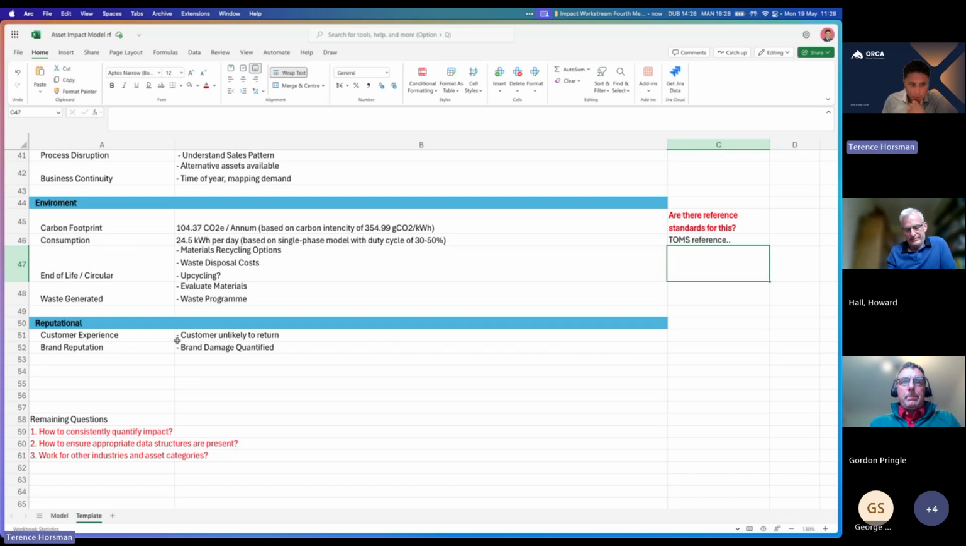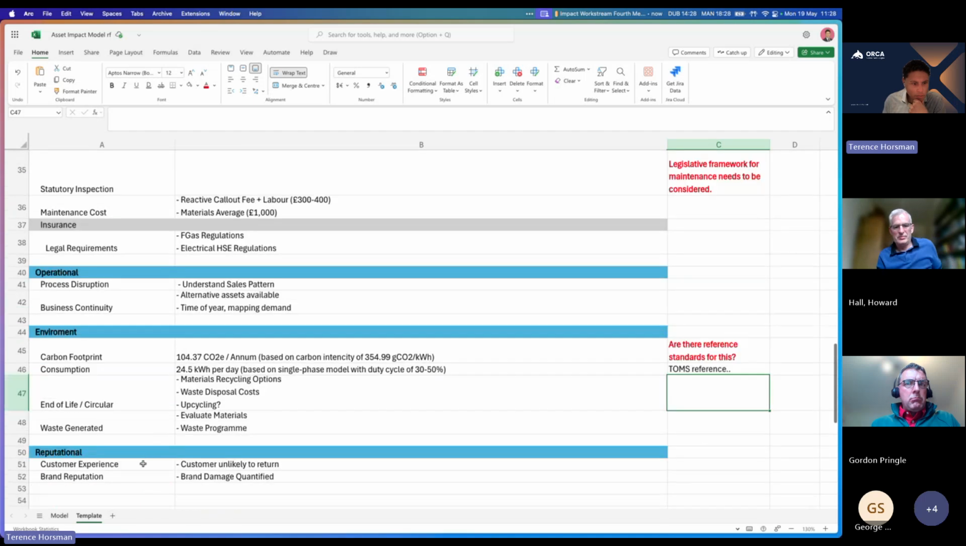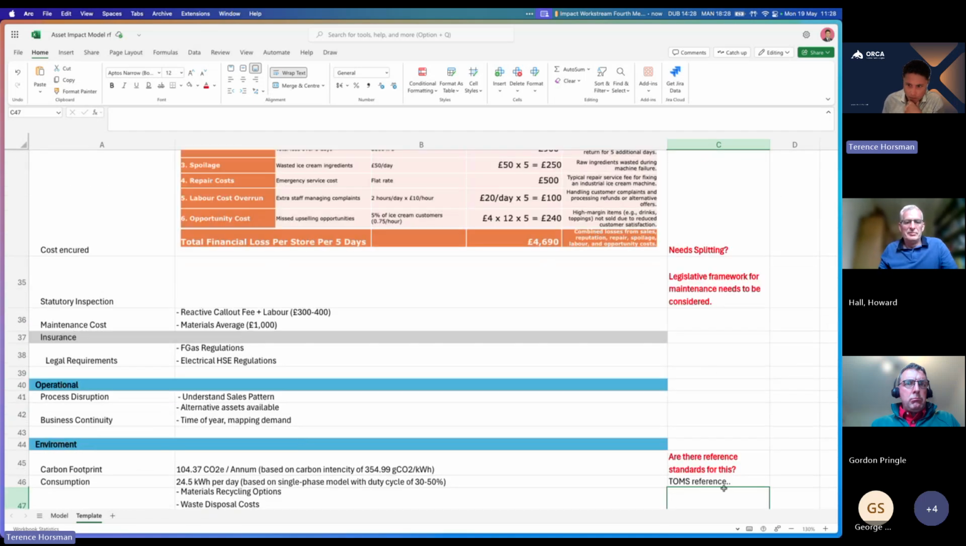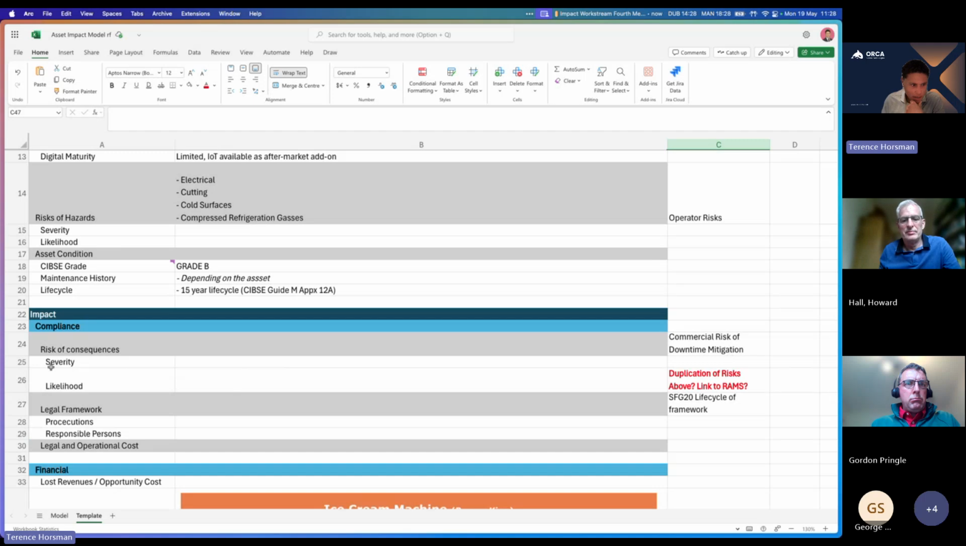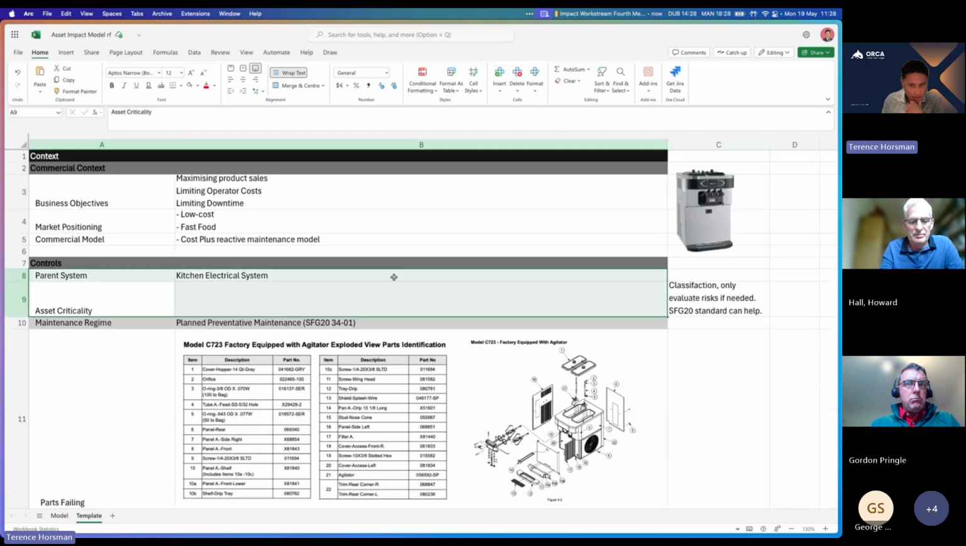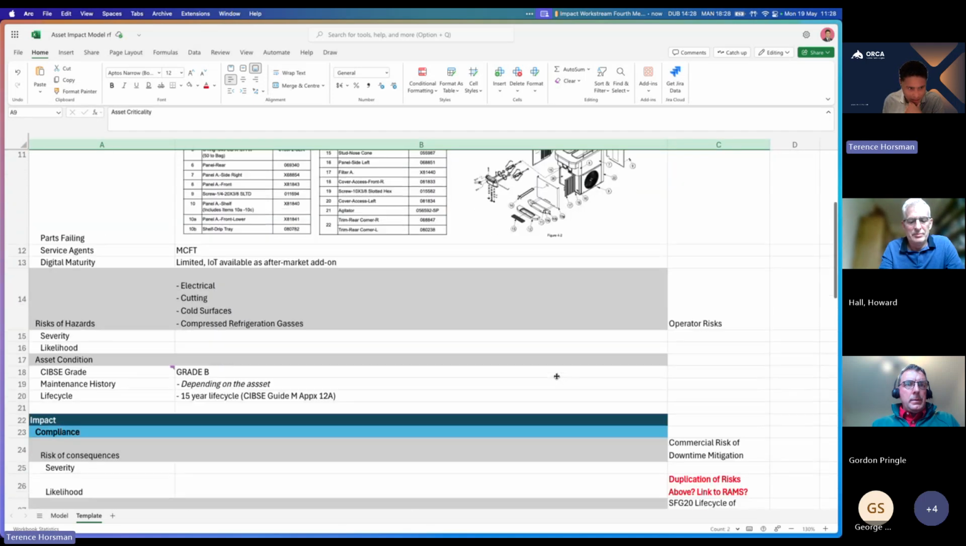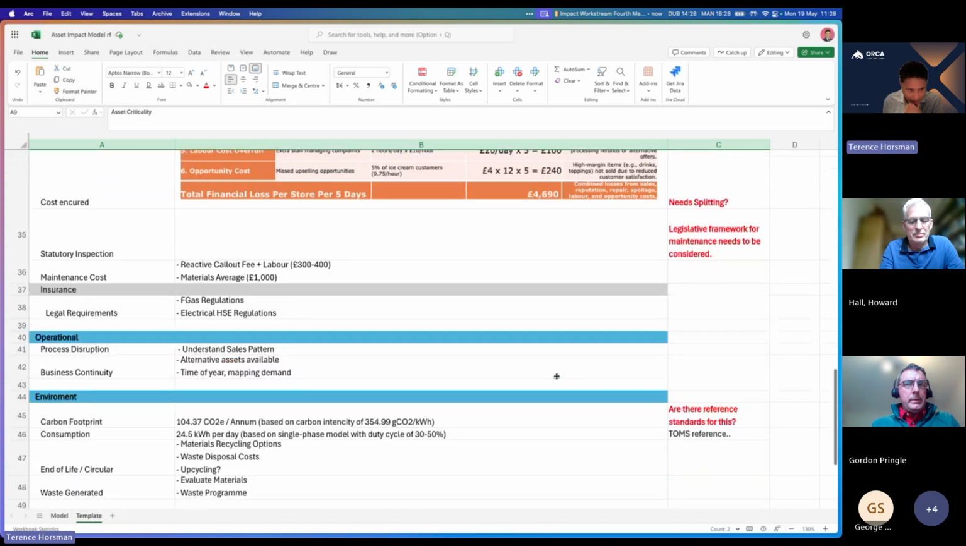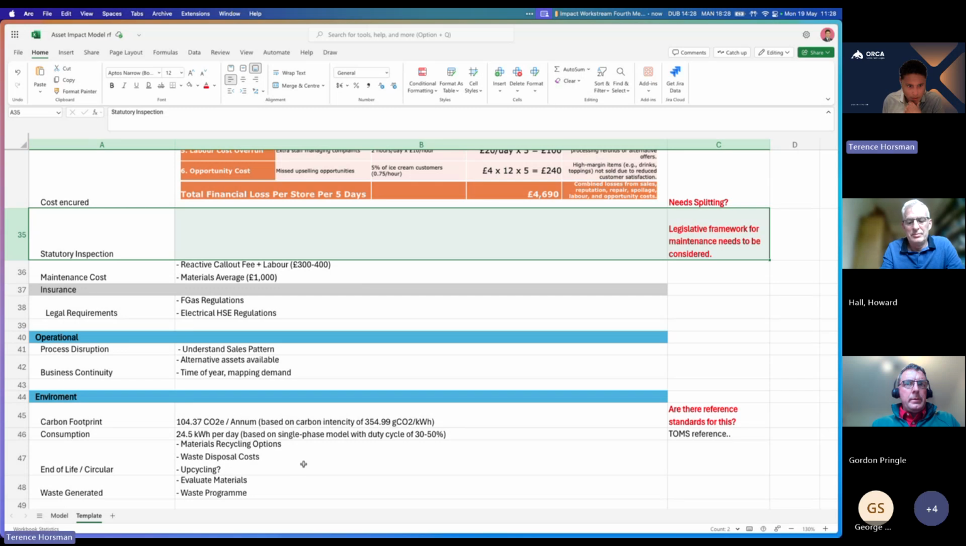Moving on, reputational, pretty self-explanatory in terms of how that's defined. I just wanted to open up to the group, having sorted this duplication and having added an additional section on asset criticality rating and statutory inspection requirements. Are there any obvious gotchas or missing parameters that you're seeing? Would this be suitable to your projects as well?